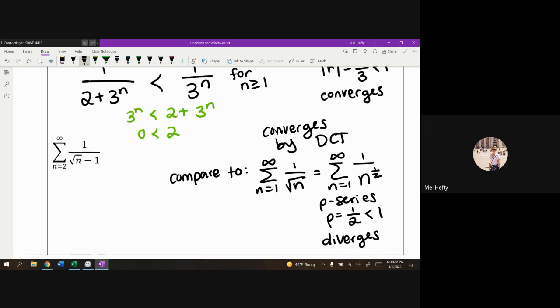I like to think of the integral test for this. So if I integrated this term, the n's would go up to the top of that fraction. So negative 1/2 is the power. Adding 1 would make it positive 1/2.